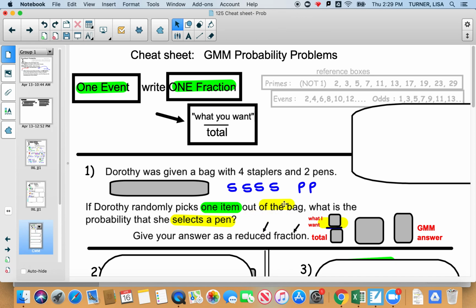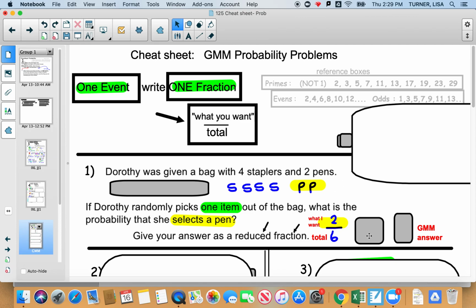All right, and so I circle those up. In my case, I'm highlighting them for you. And my total was 6, so even before I was circling, I should definitely want to put 6 as my total in the bottom. And then what do I want? I want 2 pens. That's what I have, 2 pens.